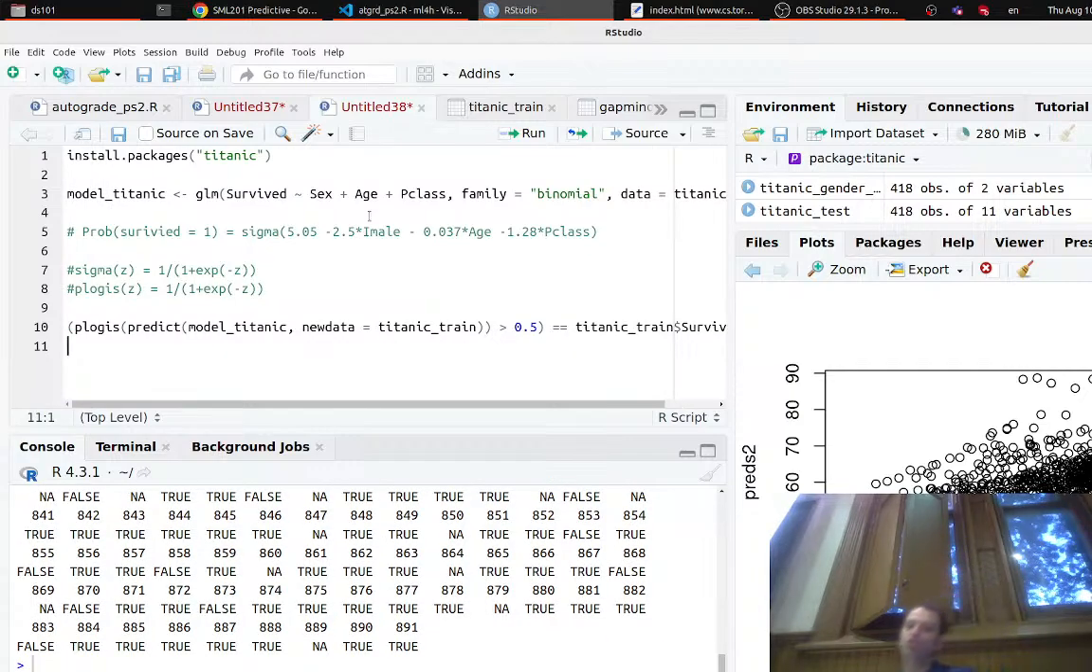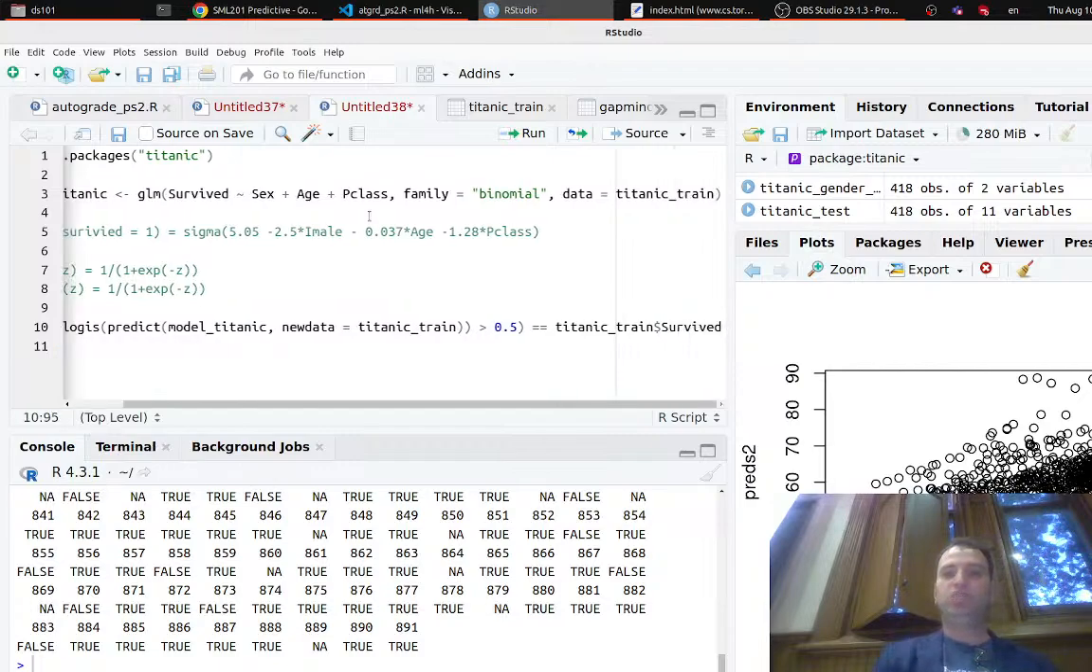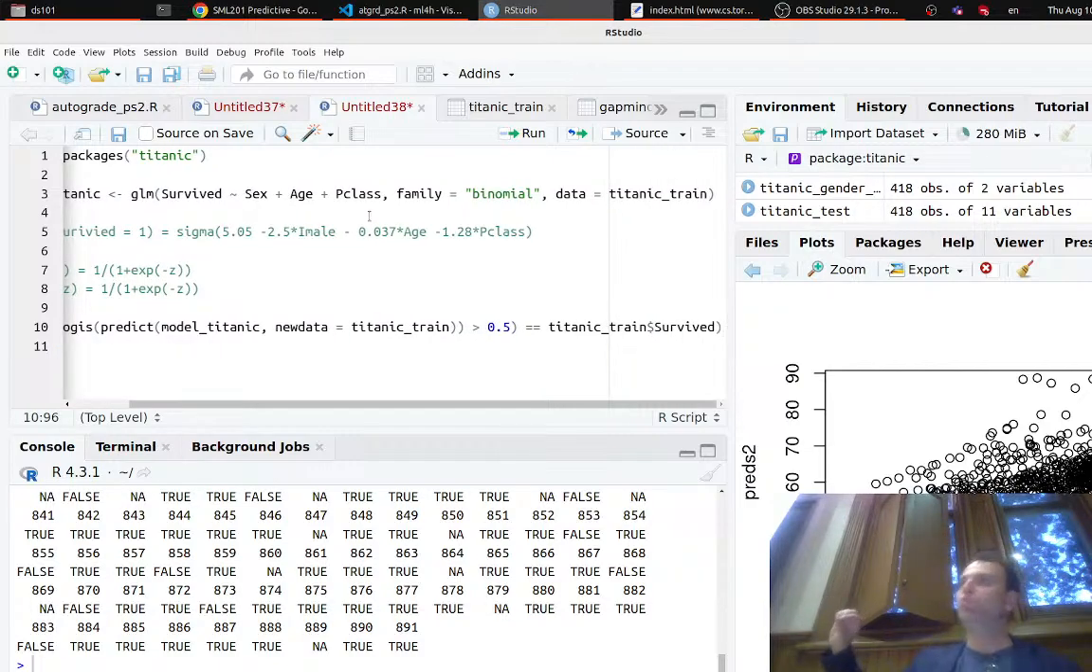So here true means it was either greater than 0.5 and they actually survived, or it was smaller than 0.5 and they did not survive. Then it's true. If there's a mismatch, then it's false. So now I can just figure out how many of my guesses were correct, so how many trues there are. I can just say I want the mean of that. Trues get converted to 1, falses get converted to 0, so the mean is just the proportion of the trues.